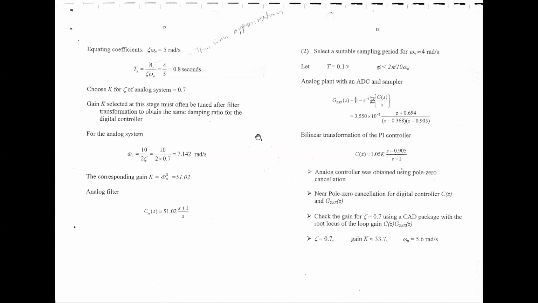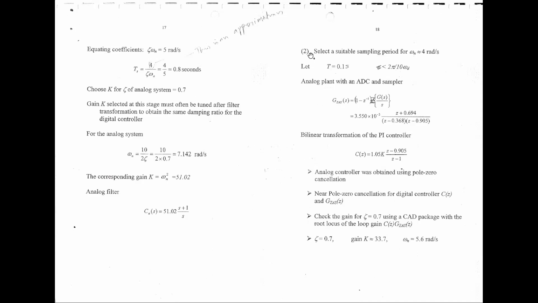Now you have seen the analog controller for the plant. So analog PI controller. So now we have to transform the analog controller and the plant into a digital controller and see if we get a similar response with the same design specifications. So the first thing that you must do is select a sampling time. It's a very crucial step.